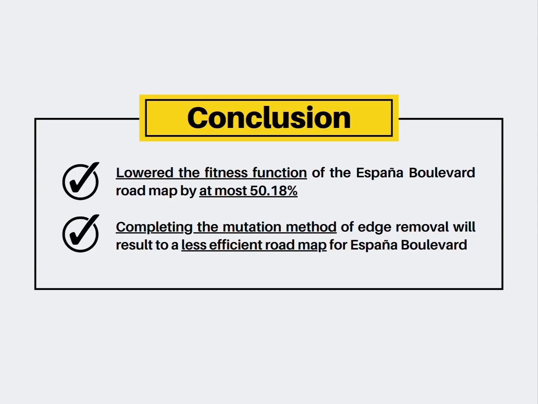To wrap it all up, we were able to lower f of g of the España Boulevard roadmap by at most 50.18%. However, completing the entire process resulted in a graph that is less efficient, showing that there should be a balance when removing edges.